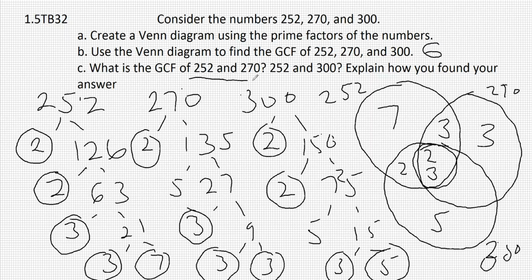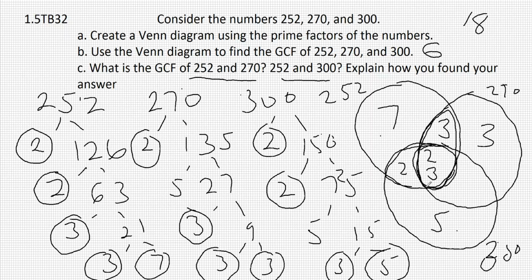Now we're going to worry about 252 and 270. 252 and 270, the common factors are these right here. These 3 are in common. So we're going to go 3 times 3 is 9, 2 times 9 is 18. Put that up there. And then last but not least, let's find the common factor for 252 and 300.